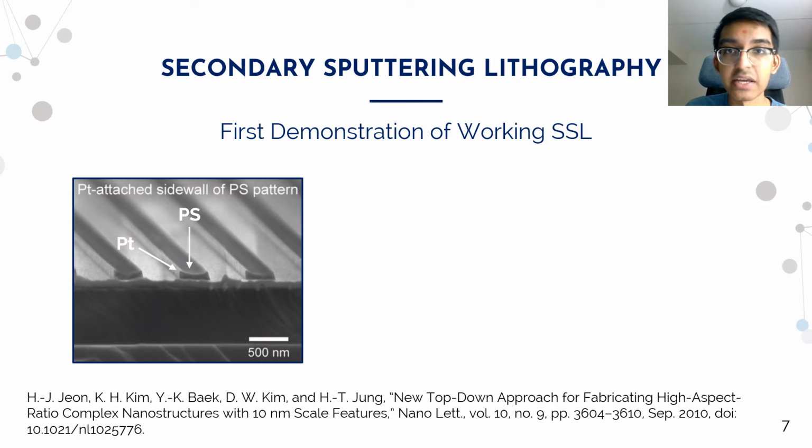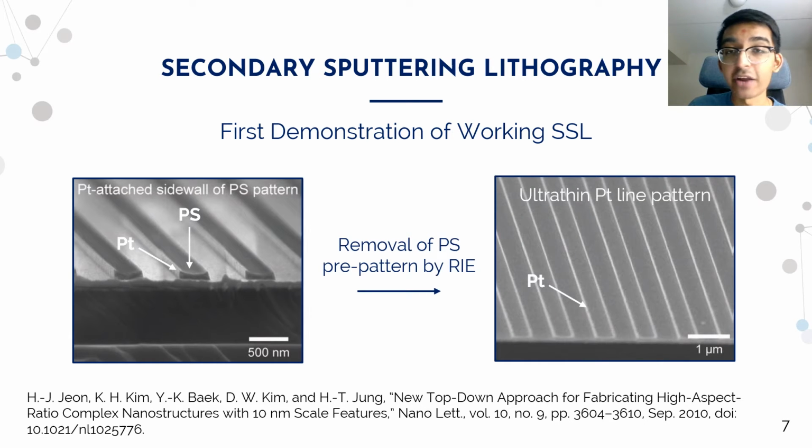Once this step is done, the PS residual pre-pattern layer is selectively removed by performing RIE. So this layer is removed. And then you're left with high-resolution platinum line patterns.